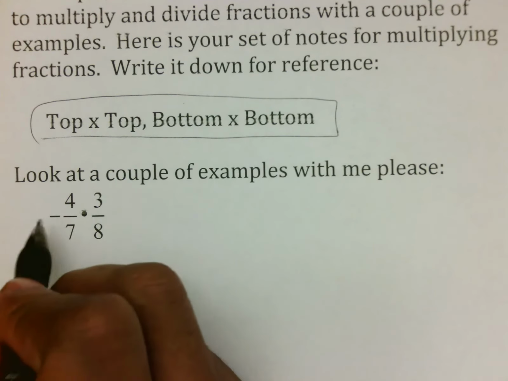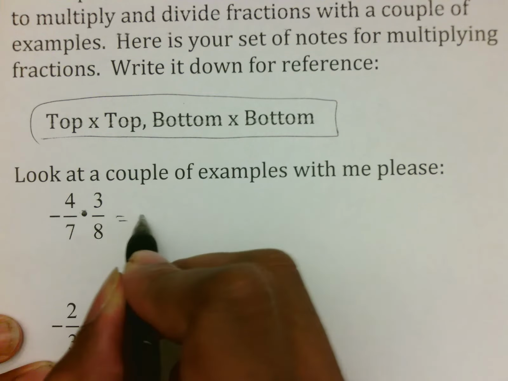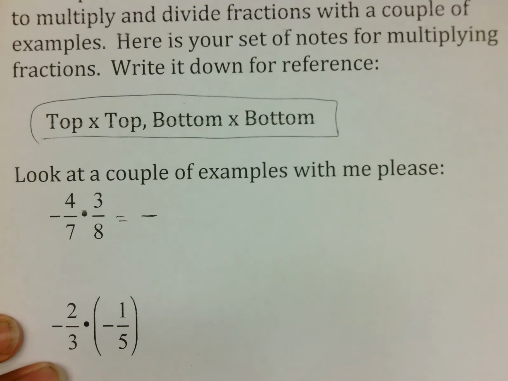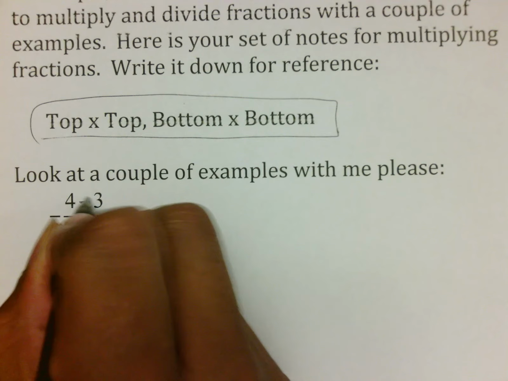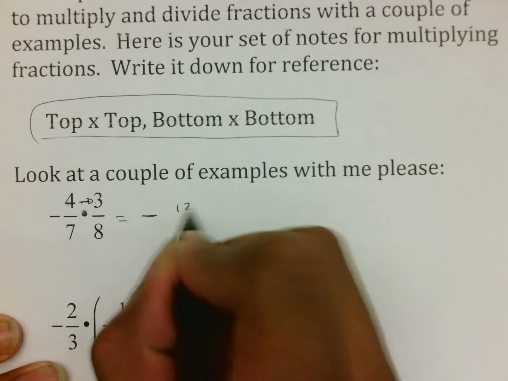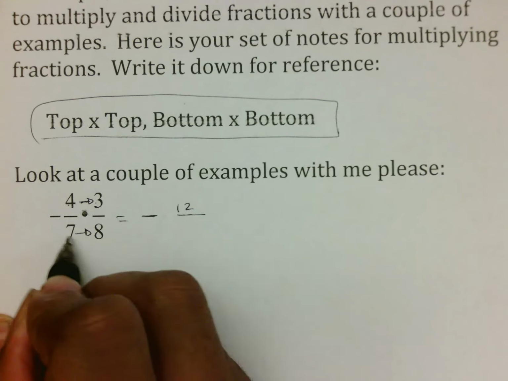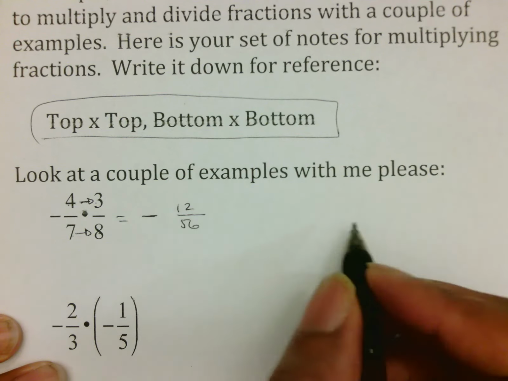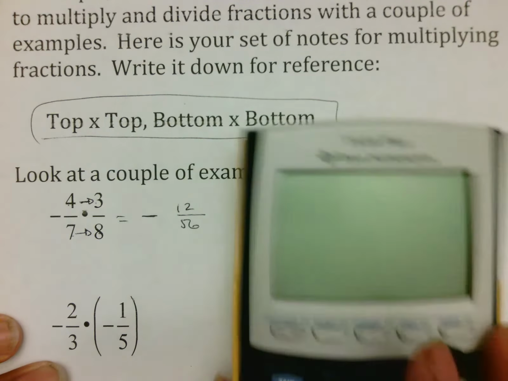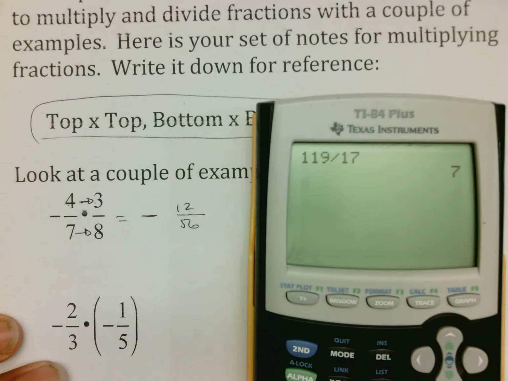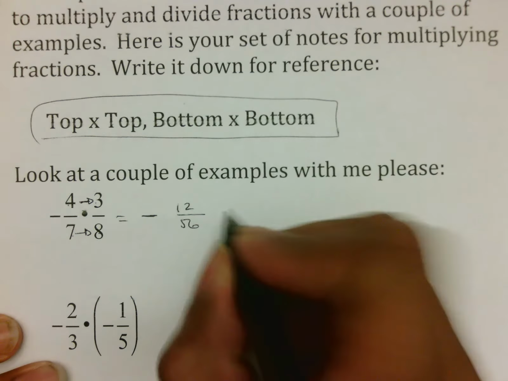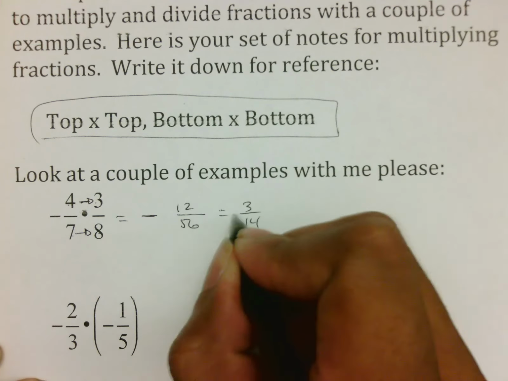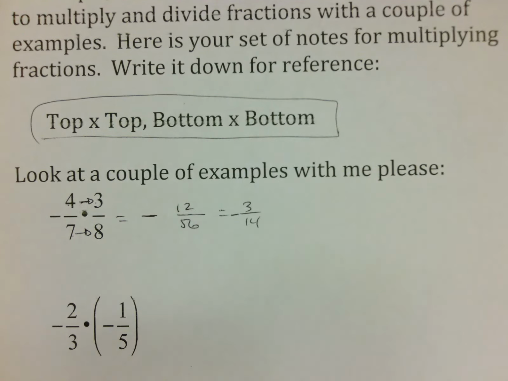Here's the first thing I do. I count the negatives and I recognize that there's one negative, so my answer is going to be negative. And then I do top times top, which means 4 times 3, which is 12. And then I do bottom times bottom, which is 7 times 8, or 56. The last thing I do, and this is where you want to make sure you know what's going on, is I reduce that. 12 over 56 equals, and to reduce it, I hit math, enter, enter, to get 3/14. Sorry, a negative 3/14, because it is negative.